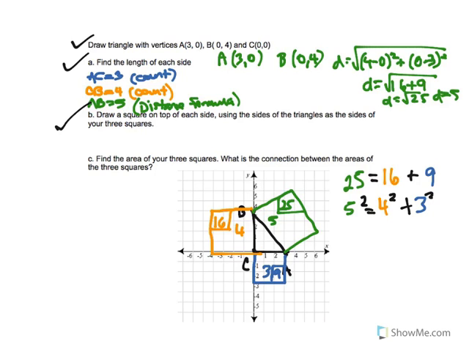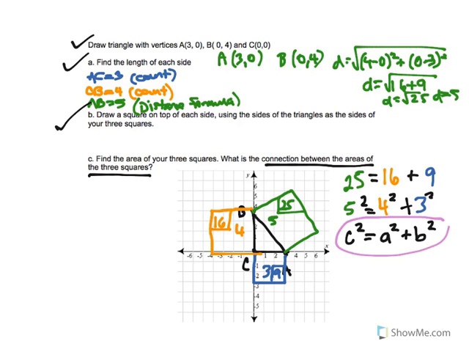Therefore, the relationship here is that C squared, I knew this was C because it's the longest side, is equal to A squared plus B squared. And this is the relationship or the connection between the areas of the 3 squares. This also happens to be the Pythagorean theorem.